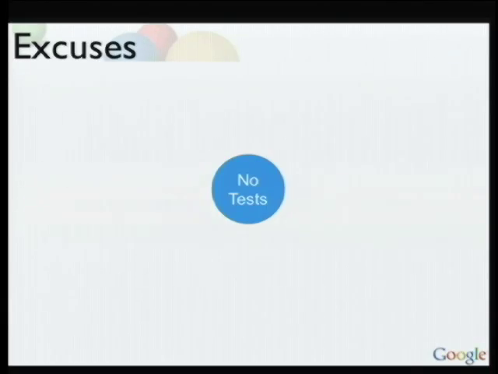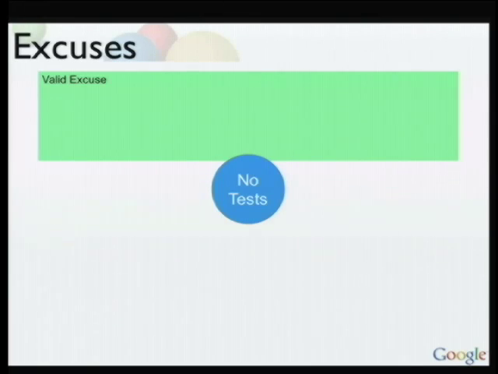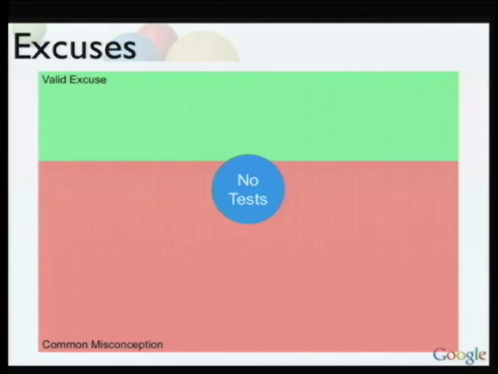So usually when we come to a team and we say, hey, we should do some testing, people say, well, we don't test because, and they give you lots and lots of excuses. So I'm going to quickly go over the excuses before we jump into the good fun stuff of actually talking about how you design for testability. I'm going to break them down into two parts, which is the valid excuses and the common misconceptions.